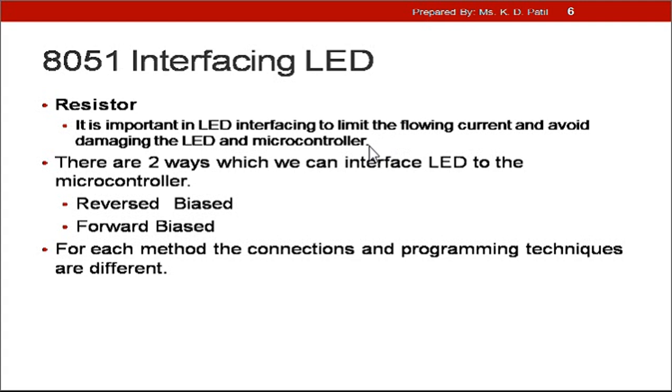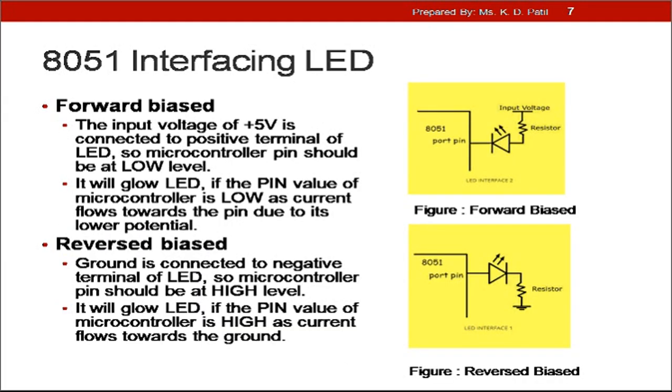Now let us concentrate on how the current will flow through that LED to glow that LED. There are two ways in which we can interface an LED to the microcontroller. One is reverse bias and second method is forward bias. For each method, the connection and the programming techniques are different. Let us see both the programming techniques one by one. Let us see forward bias first. If you observe the diagram, this is forward bias.